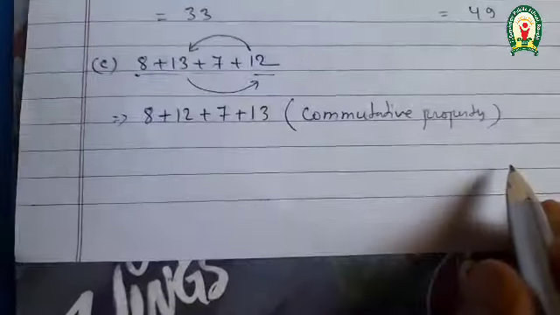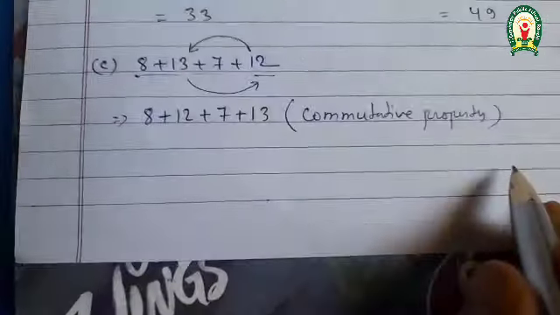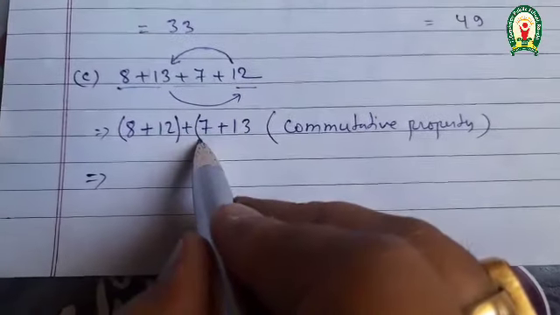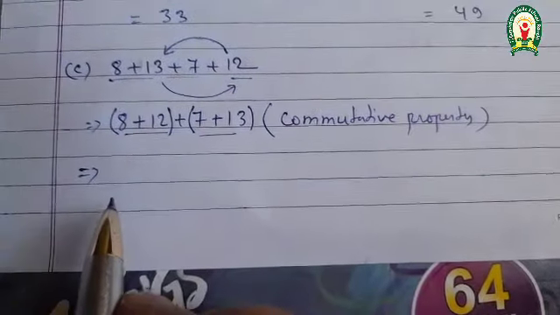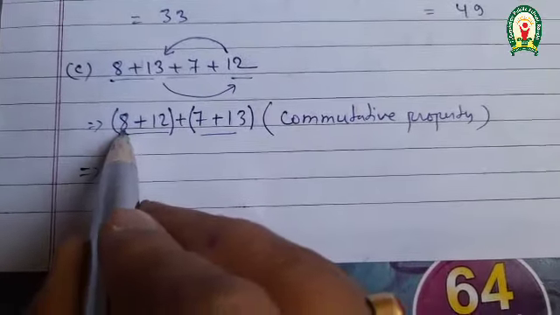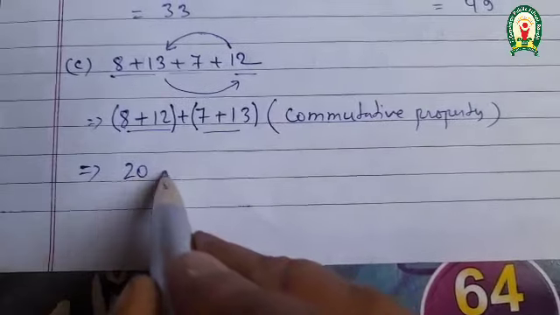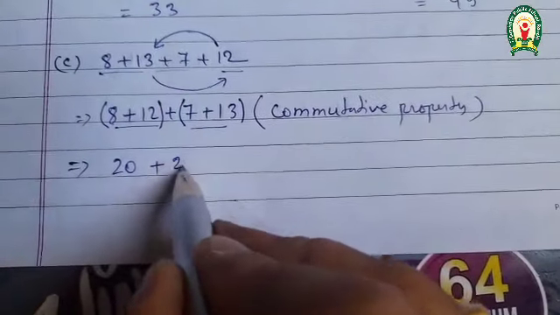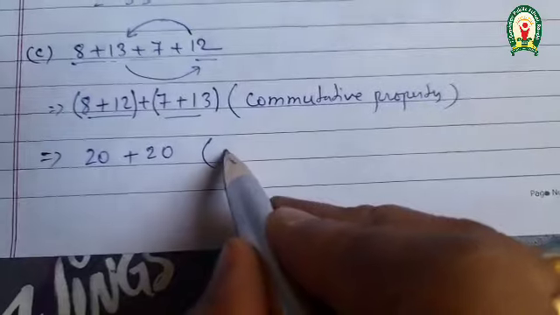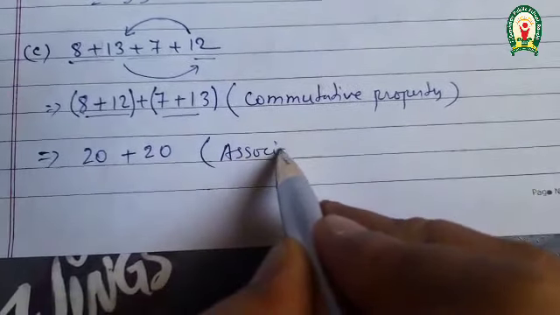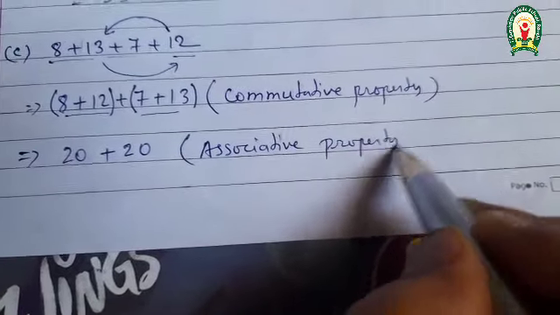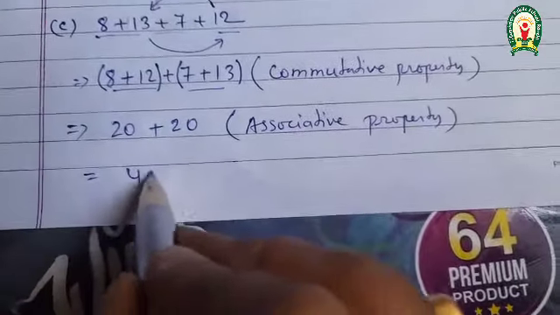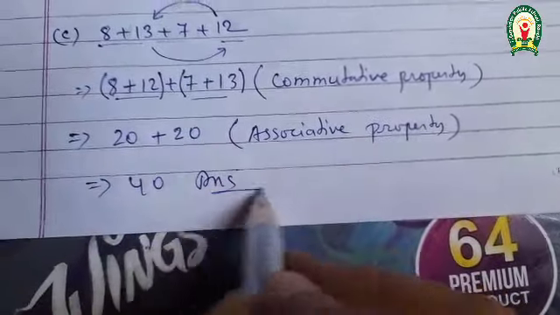Again, in the next step we are going to add the pairs. First we add this pair and then we add this pair. Here we are using the property called associative property. 8 plus 12 is 20, and 7 plus 13 is also 20. So here we used associative property, and the answer we are getting is 40. So that is the answer.